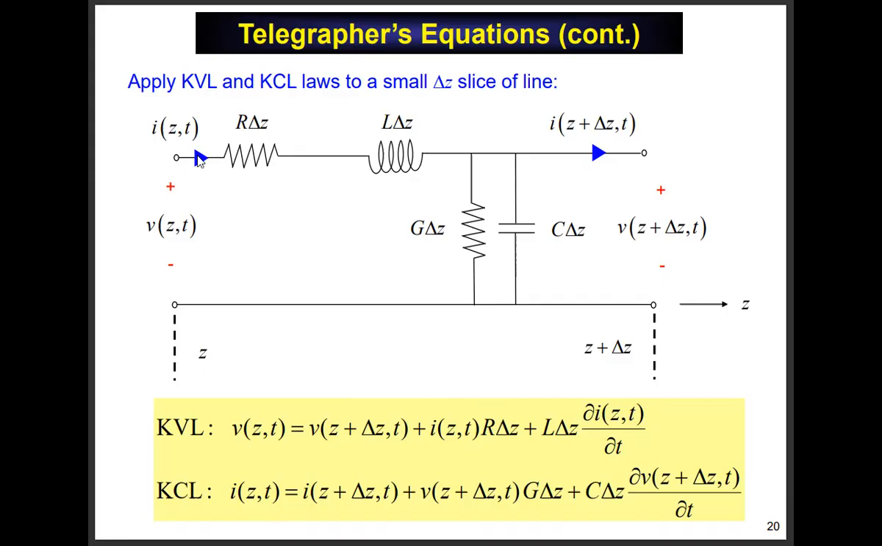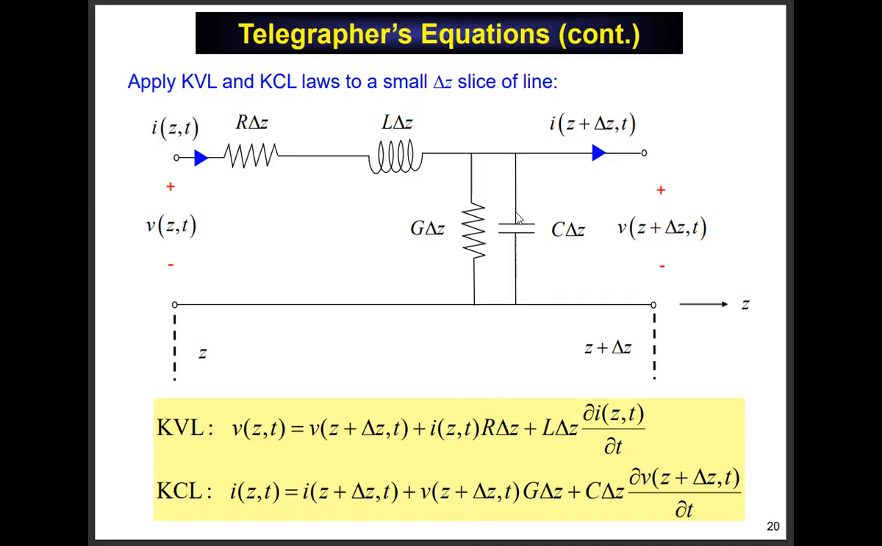Now let's do the KCL. KCL says this current going in on the left is equal to this current coming out on the right, plus whatever current went down through these two elements. Now, what current is going down through these two elements? Well, going down through the resistor is the voltage across it. Now, we're not going to call it v of z,t, right? We're going to call it v of z plus delta z,t, right? That's what it sees. So v of z plus delta z,t times its conductance, G per meter, and then times delta z, right? That's the total conductance of this element.